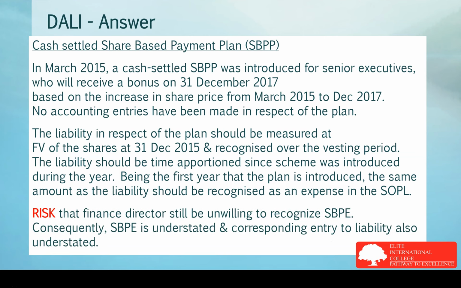And then we've got the risk that the finance director will still be unwilling to recognize the share-based payment expense. Consequently, the share-based payment expense is understated and the corresponding entry to liability will also be understated. Remember, the difference between an equity settled plan and a cash settled plan is that in the equity settled plan, the credit is to equity, whereas in the cash settled plan, the credit would be to liability. So that's it. It's really very simple.